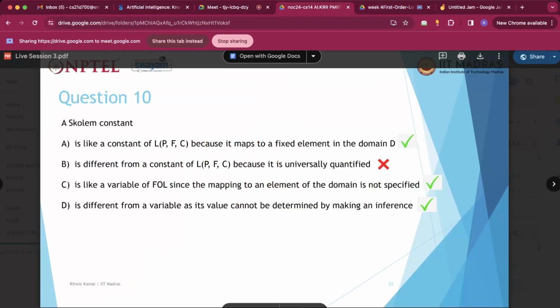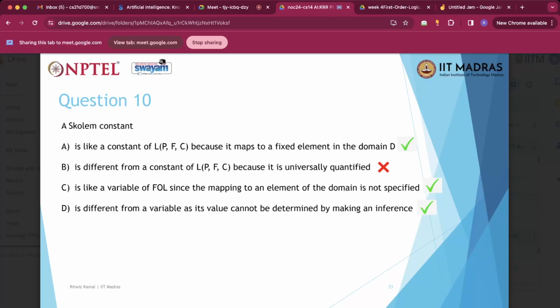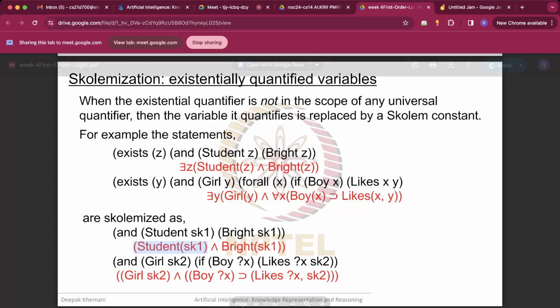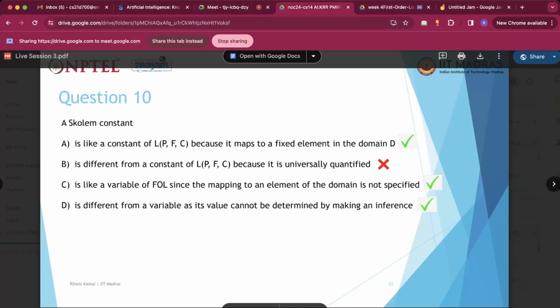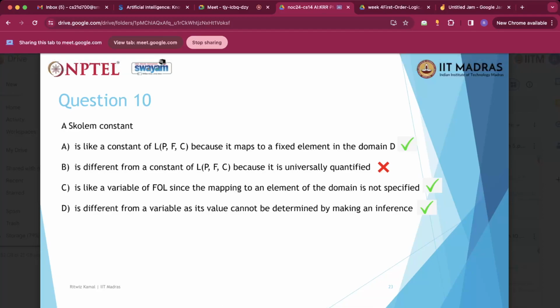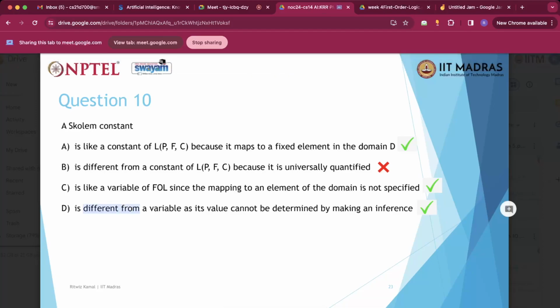Now what does option C say? This Skolem constant is like a variable of FOL, since the mapping to an element of the domain is not specified, right? Here we are replacing z with sk1, but still the mapping is not specified. This z can refer to anything, this sk1 can also refer to anything. That is why option C is correct. So it is like a variable of FOL in those terms, but it is also different from a variable, which is what option D tells us. A Skolem constant is different from a variable, as its value cannot be determined by making an inference.